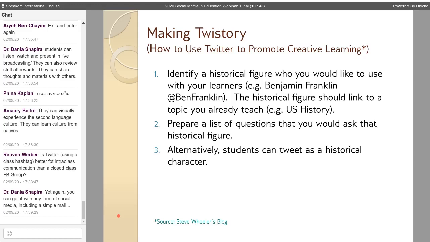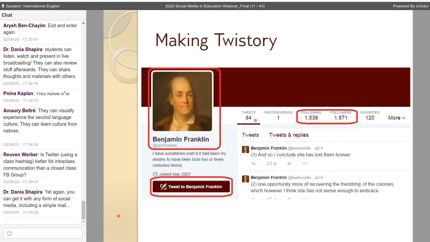Next, students prepare a list of questions that they would like to ask that historical figure. So the first step is to identify a historical figure. And then prepare a list of questions that you would like your students to ask that historical figure. Next, you tell your students to prepare a list of questions that they would like to ask that historical figure.